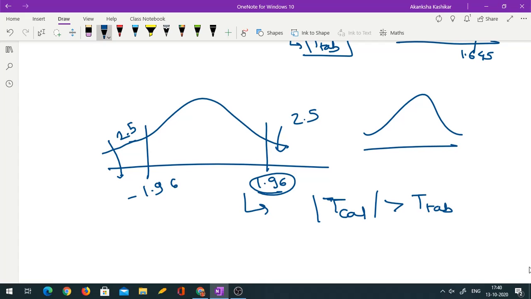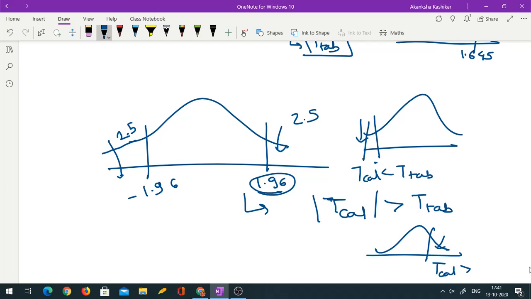Or if you have a left hand side rejection region, then my calculated value of the test statistic should be less than the tabulated value of the test statistic. And if you have a right side rejection region, then my calculated value of the test statistic should be greater than the tabulated value of the test statistic. In such scenarios, we reject H naught.